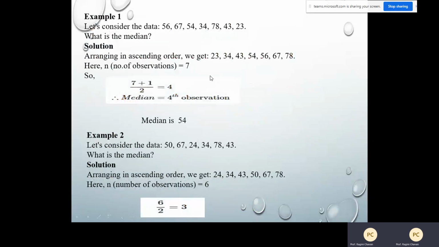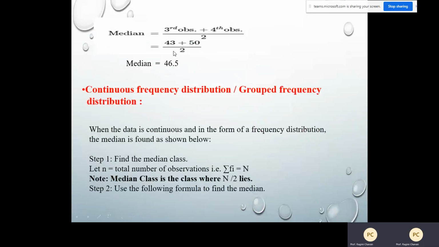The third observation is 43 and the fourth observation is 50. So it is 43 plus 50 by 2. So the median comes to 46.5.